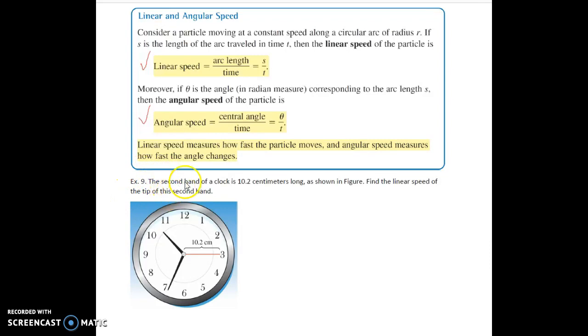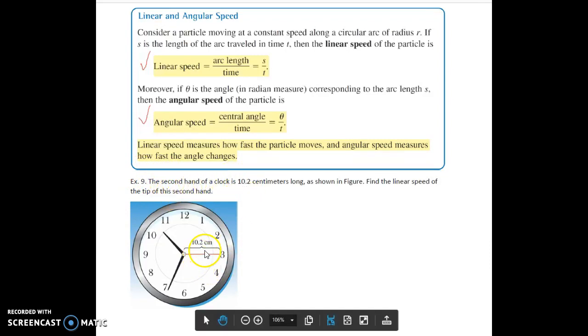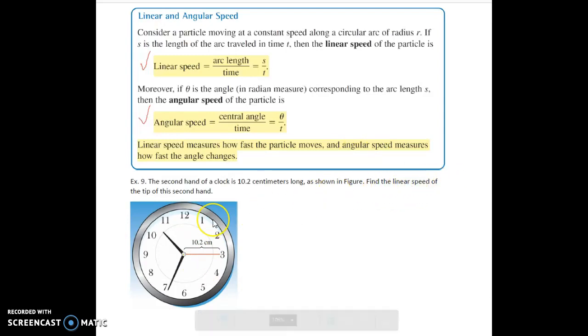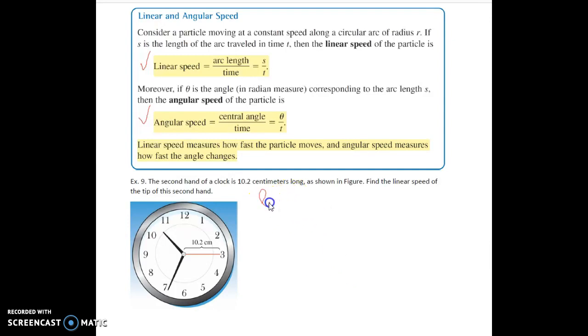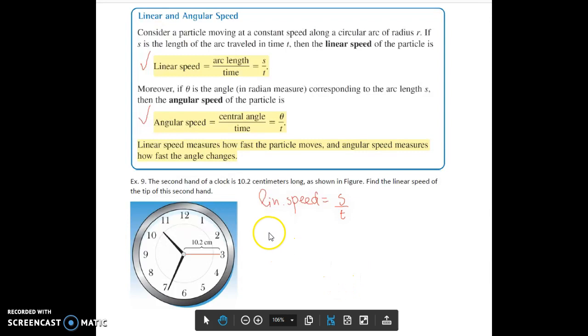If you think about the second hand of a clock, which is 10.2 centimeters long, we have to find the linear speed of the tip for this second hand. Well, to find the linear speed for the tip of the second hand, we would have to use the formula that linear speed is equal to the arc length divided by the time. Now we have to go back and find the arc length.